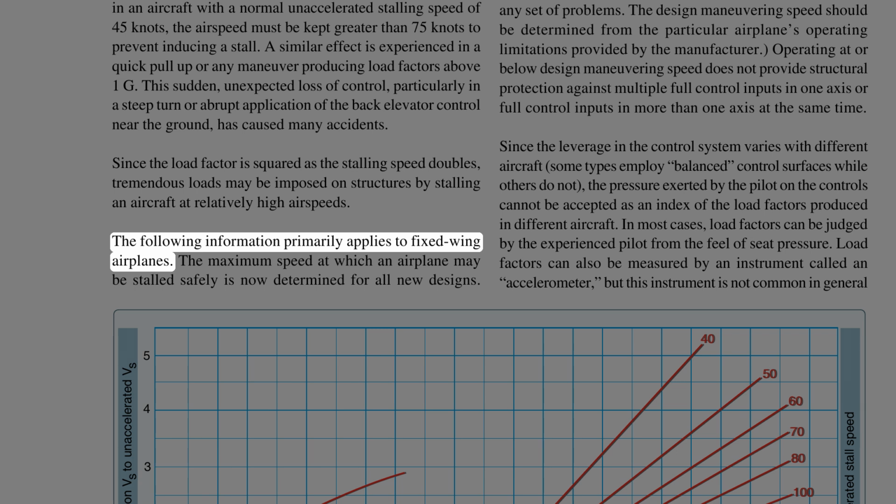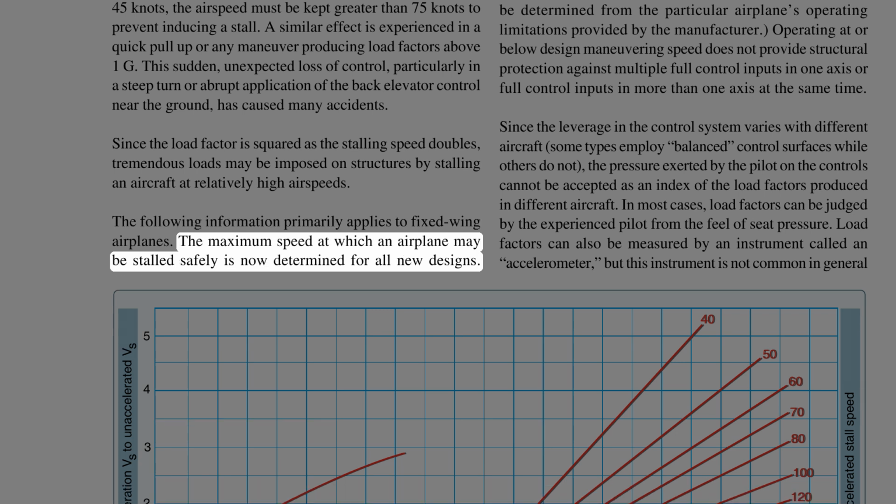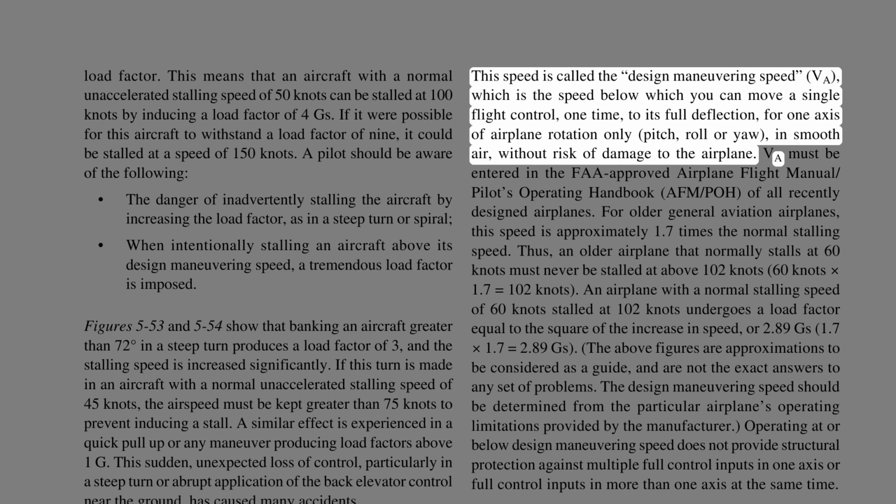The following information primarily applies to fixed-wing airplanes. The maximum speed at which an airplane may be stalled safely is now determined for all new designs. This speed is called the design maneuvering speed, VA, which is the speed below which you can move a single flight control, one time, to its full deflection, for one axis of airplane rotation only, pitch, roll or yaw, in smooth air, without risk of damage to the airplane.